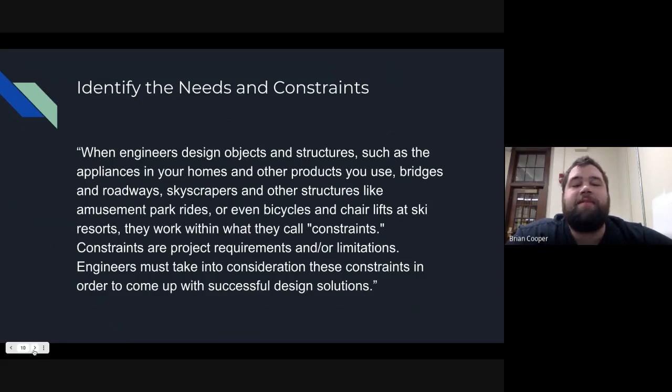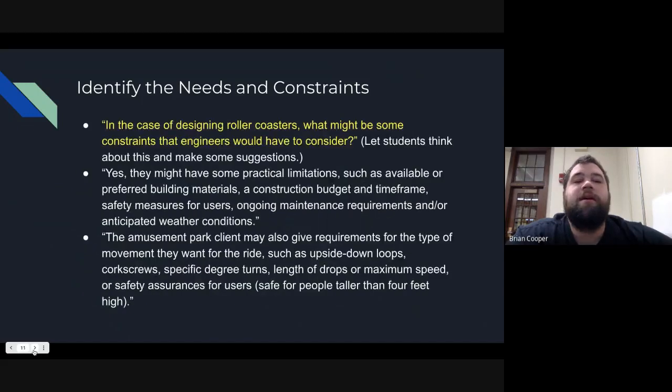So then you're going to want to identify the needs and constraints to your students. When engineers design objects and structures, such as the appliances in your home and other products you use, bridges and roadways, skyscrapers, and other structures like amusement park rides, or even bicycles and chairlifts at ski resorts, they work within what they call constraints. Constraints are project requirements and/or limitations. Engineers must take into consideration these constraints in order to come up with successful design solutions. So then you're going to ask your students, in the case of designing roller coasters, what might be some constraints that engineers would have to consider? At this point, you're going to let students think about this and make some suggestions. Eventually, you're going to respond yes.